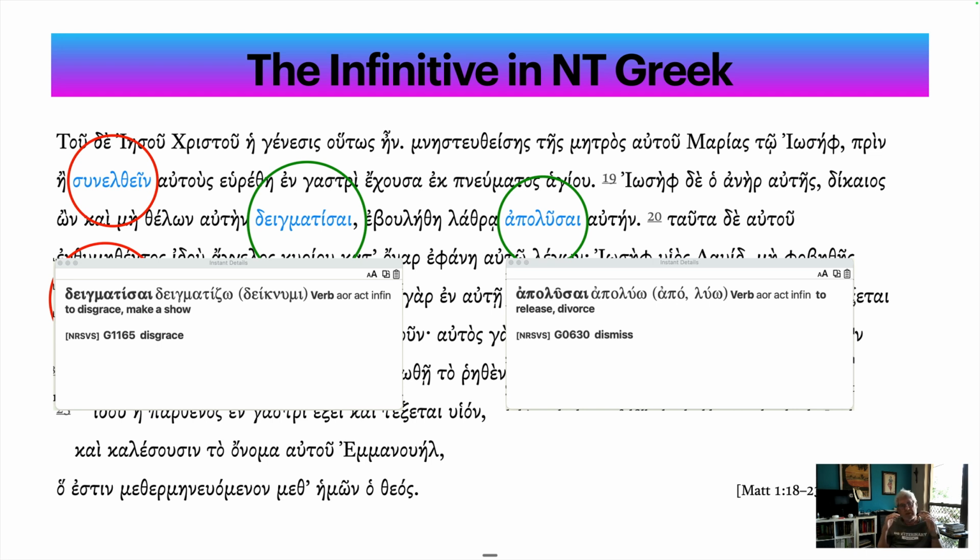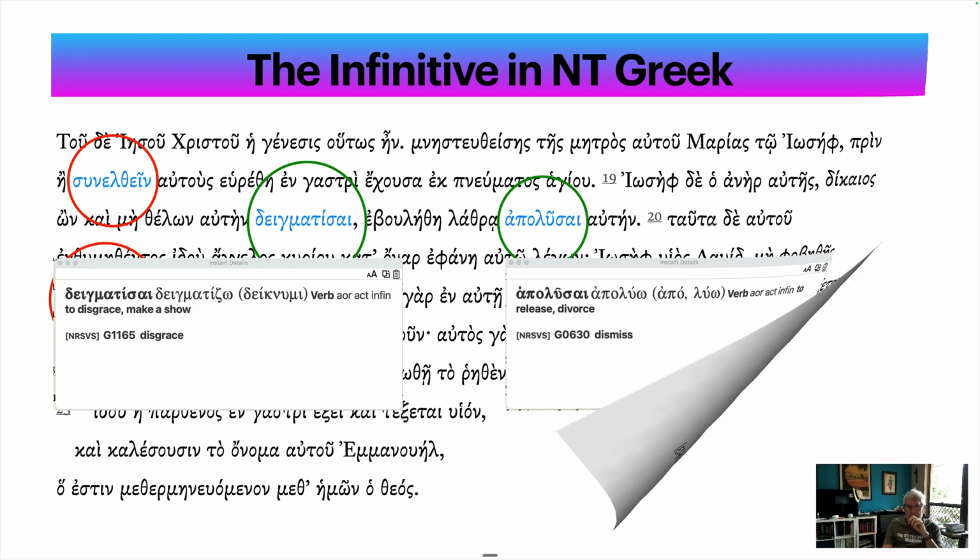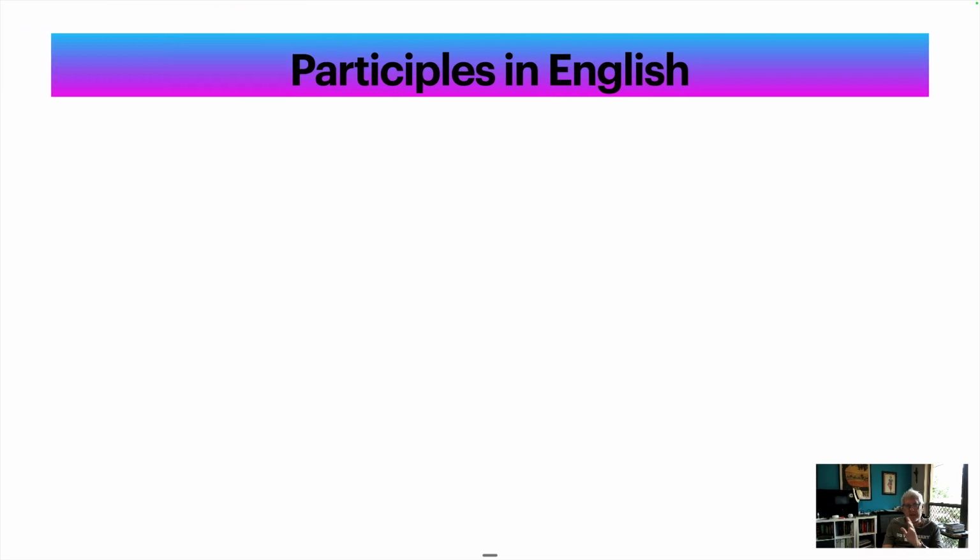Now you don't need to know that or be able to parse it yourself, provided when the instant details come up you can go, aha, I know what's going on here, and I know how to apply that information to the translation and the interpretation of the text. So that's enough on infinitives for our purposes. Let's switch focus to participles.